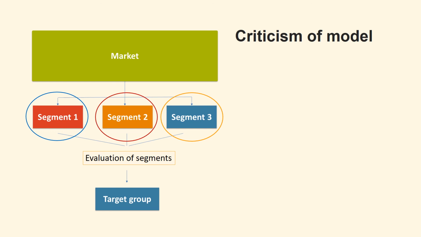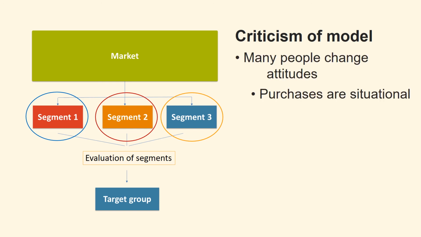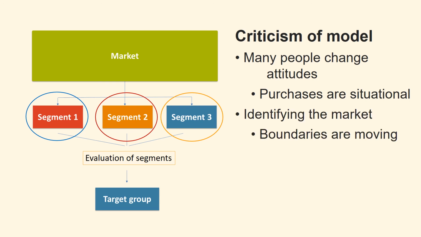Now we shall review a criticism of the segmentation model. Segmentation is a widely used discipline in the process of determining the target group for a company. However, segmentation has been criticized because many people change their attitudes according to the buying situation, and therefore purchases are often situational. It is sometimes difficult to identify the market of the product or service we want to sell. The boundaries of a market are almost always moving.